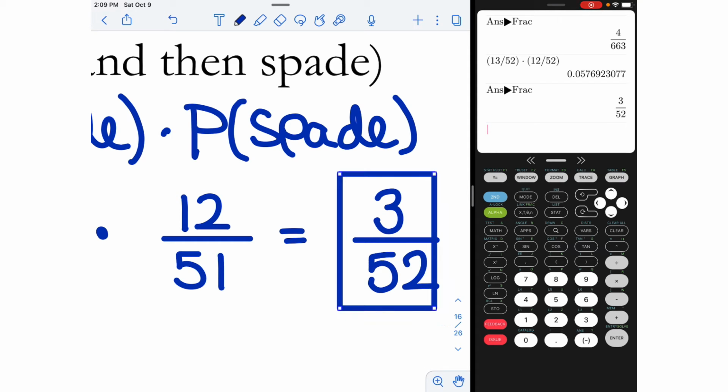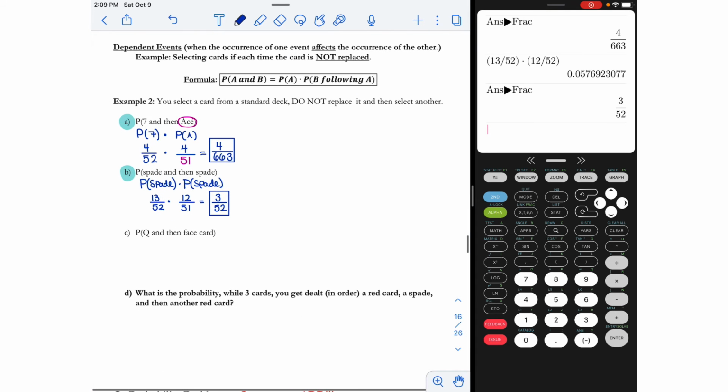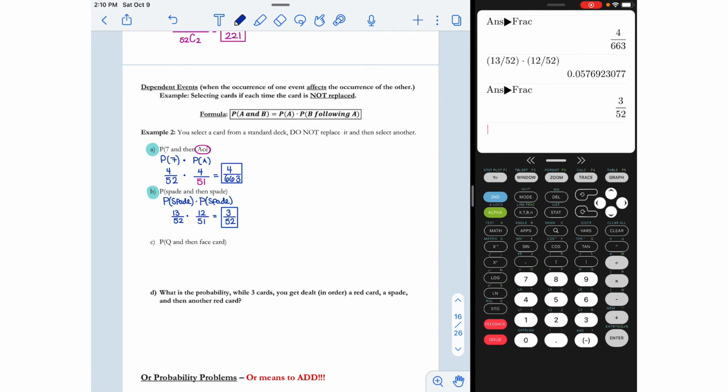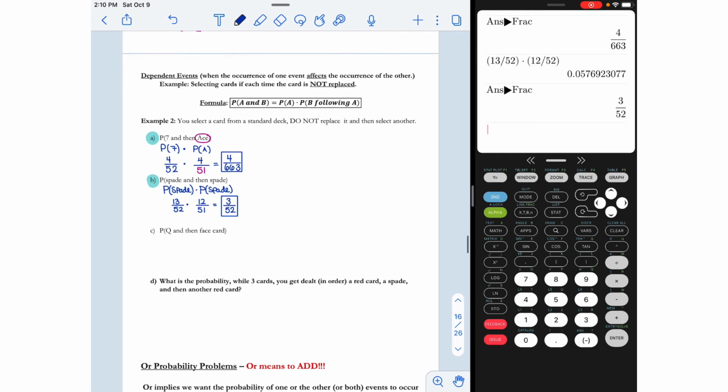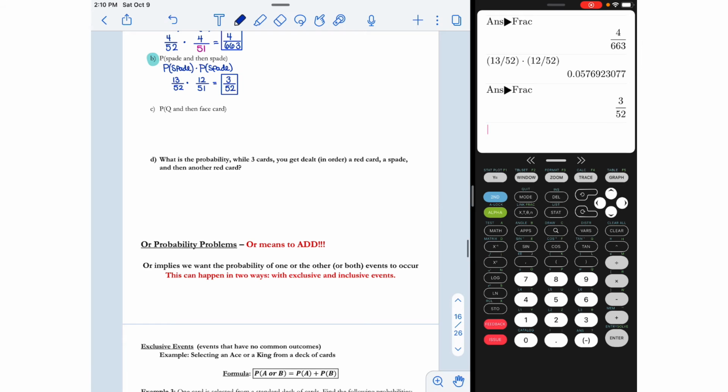Beautiful. All right, I will let you guys try C on your own. The answer key has the answer.